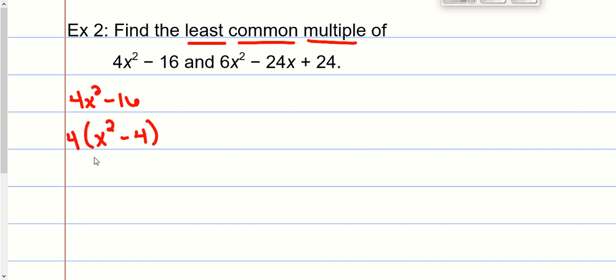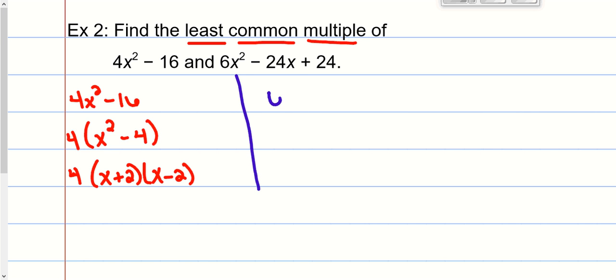So now I have x squared minus 4 in parentheses, and I can use the difference of squares to factor that. So we have 4 times, if this is factored using a difference of squares, I now have x plus 2 and x minus 2, because the square root of 4 is 2. So now, let's look at the second one here.